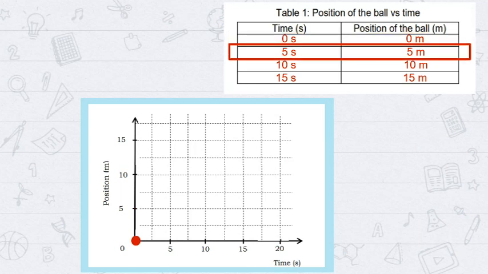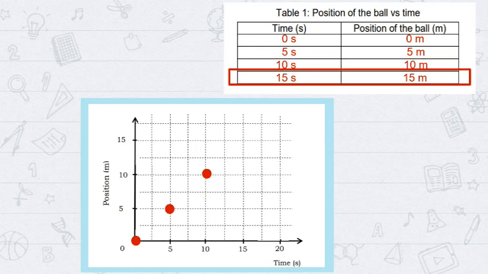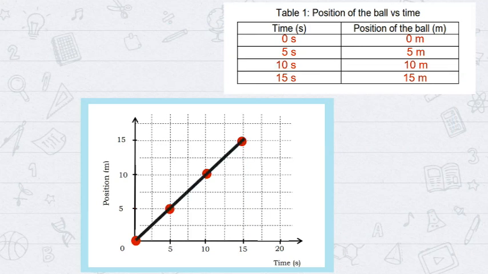5 seconds and 5 meters. This is where they intersect. 10 seconds and 10 meters. This is where the point will be. Lastly, 15 seconds and 15 meters. There you go. The lines intersect at that point. The next thing we'll do is just connect the dots with the line.